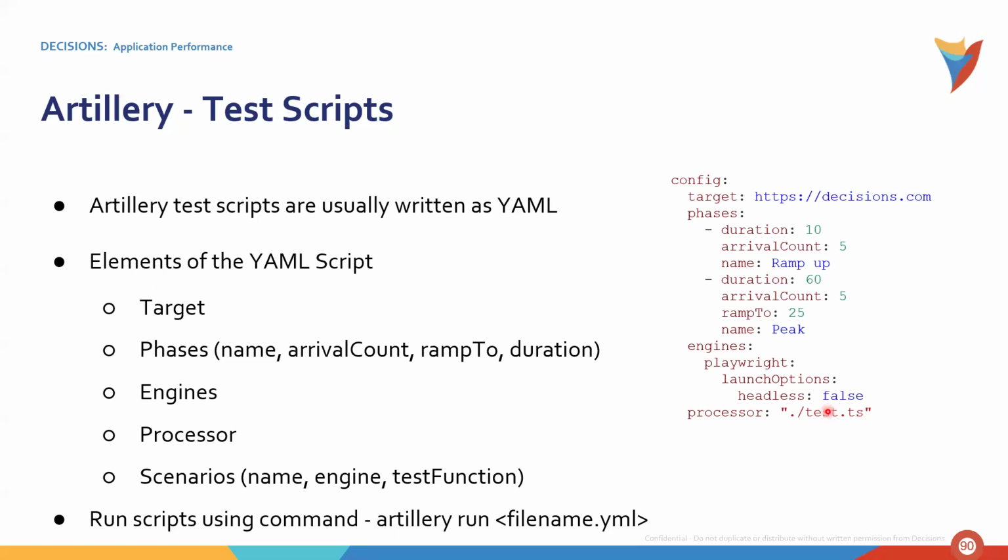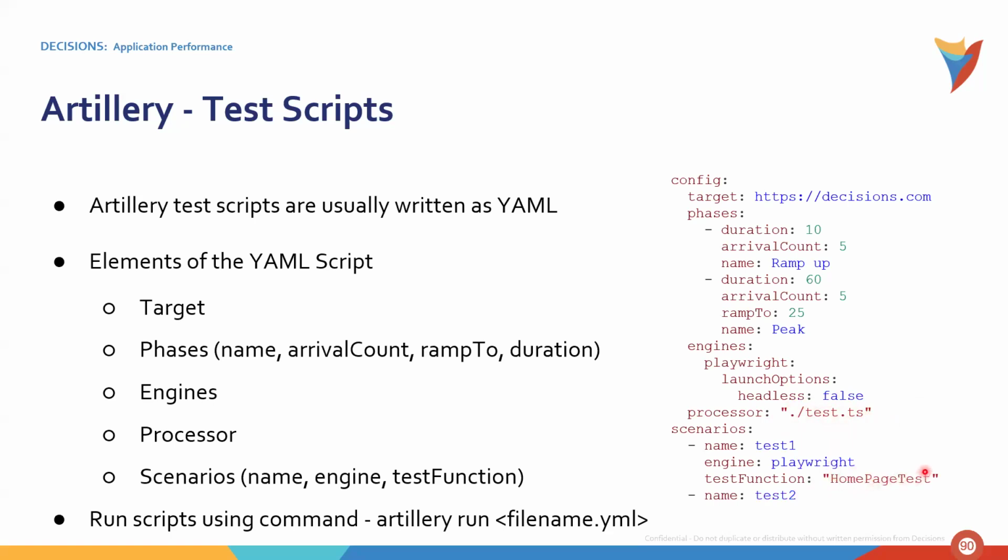Next, you specify the processor, which is nothing but the location of your TypeScript file where the tests are present. And then you give multiple scenarios that you want to execute. So here I'm giving one scenario, test 1. And this scenario will use the Playwright engine. Again, you can have more than one engine. And the function that it will execute is homepage test.